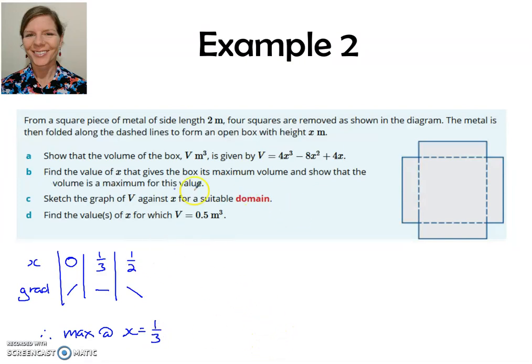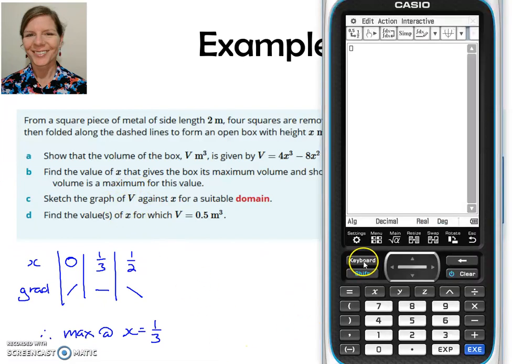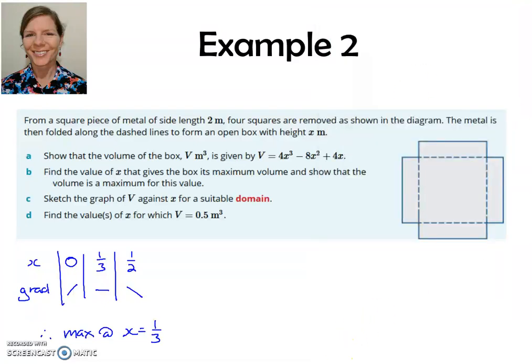Now this question says sketch the graph. I'm just going to do it on the class pad to demonstrate. If you had to do it in an exam, then you'd need to label all the relevant points, and I'll talk about that in a sec. So we're sketching a graph of the volume, not the derivative function, but the volume itself. So we want 4x cubed, take 8x squared, is it plus 4x?